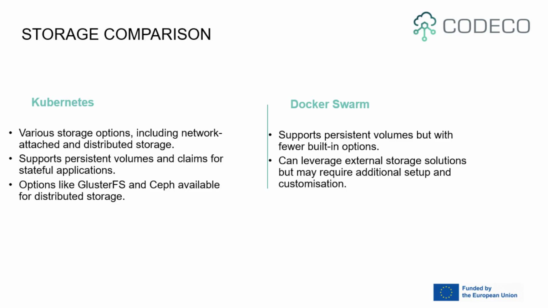Storage comparison. Kubernetes. Kubernetes provides various storage options, including local storage, network-attached storage (NAS), and distributed storage solutions like GlusterFS and Ceph. It allows you to define persistent volumes and claims for applications with stateful requirements. Docker Swarm. Docker Swarm supports the use of persistent volumes, similar to Kubernetes. However, it may not have as many built-in storage options as Kubernetes. Swarm can leverage external storage solutions, but the integration process may require additional setup and customization.